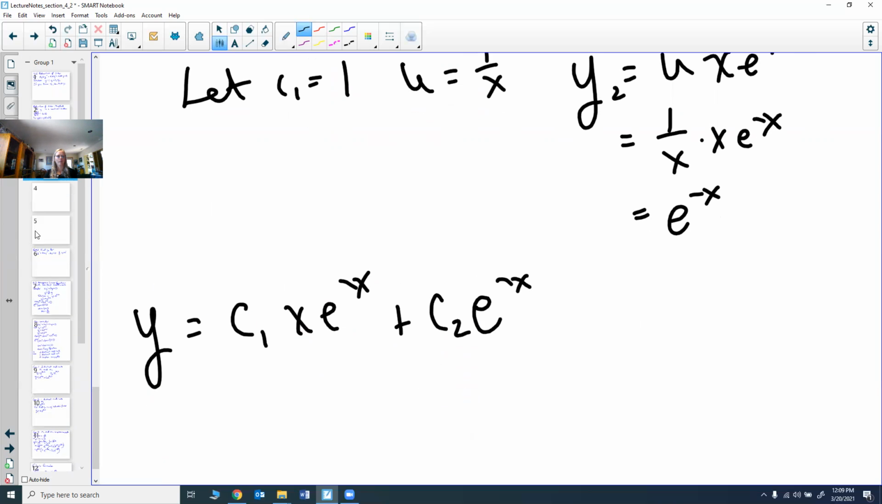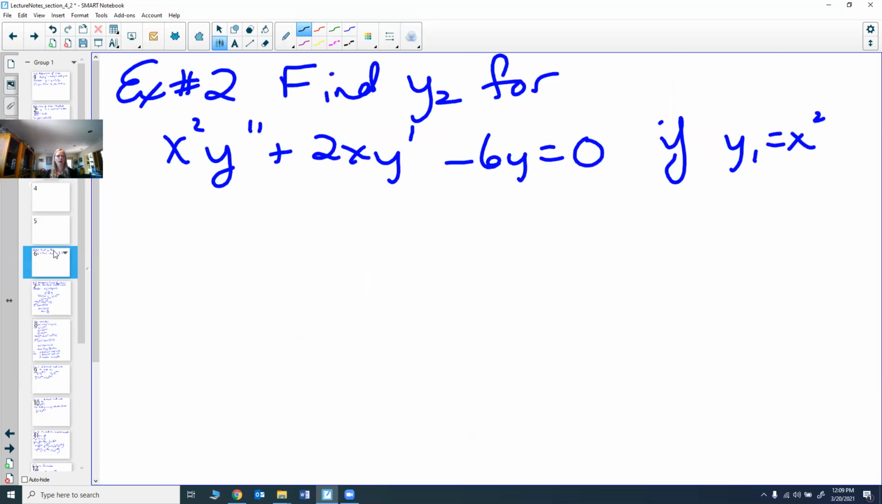Okay. Let's try one more. Let's find y2 for x squared y double prime plus 2xy prime minus 6y equals 0 if y1 equals x squared.